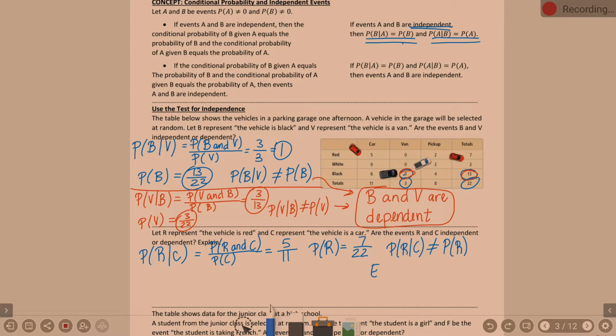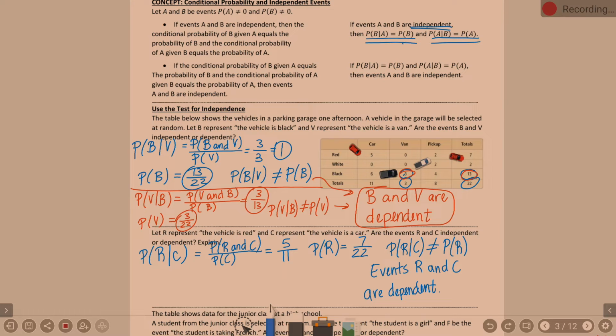So I can simply say events R and C are dependent. Okay? If you wanted more proof, you could flip this around and do the other way. Probability that a vehicle is a car given it is red. Okay. And remember, this is our proof or our test for independence. So in homework, if you're asked to test something for independence, this is what we're doing.